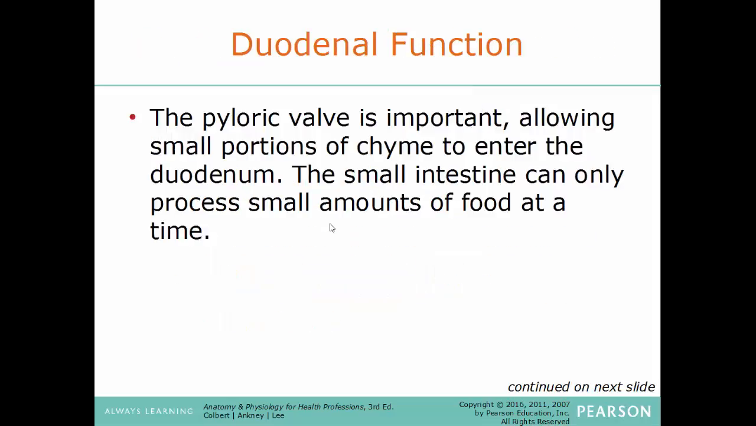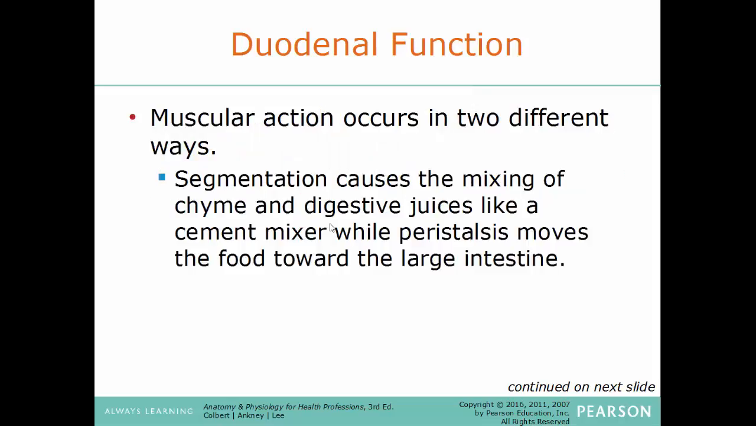All right, now we'll talk about duodenal function. The pyloric valve is important. We mentioned this before because it controls how much chyme is allowed to enter the duodenum, because the small intestine can only process a little bit at a time. This is done through muscular action. Now, the muscular action of the duodenum will work in 2 different ways. You have segmentation. This causes the mixing of chyme and digestive juices like a cement mixer, while peristalsis moves the food toward the large intestine.